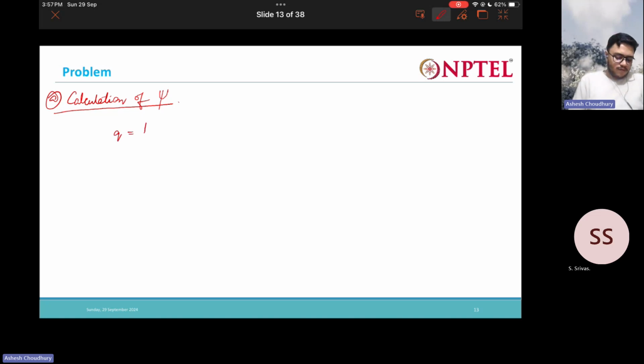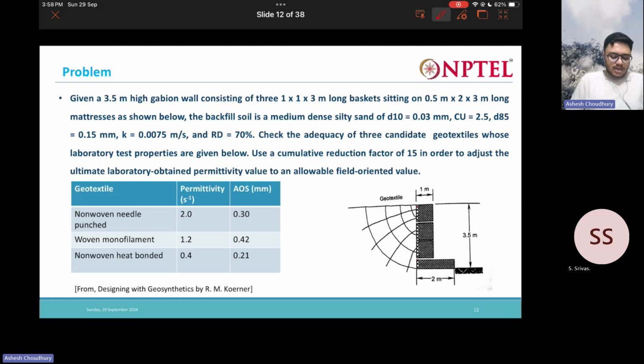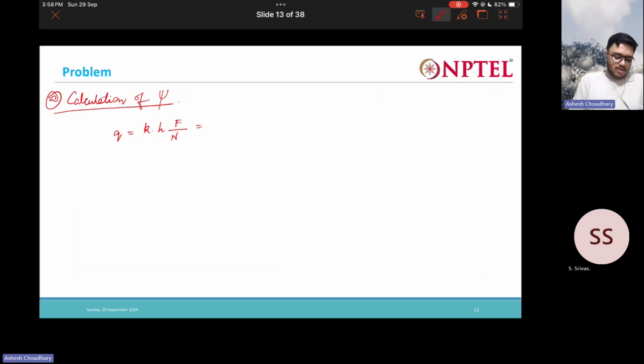So what is the flow? Flow can be k h times number of flow channels by number of equipotential drops, right? So here we have a flow net that is drawn. How many flow channels are there? 1, 2, 3 and 4. How many drops? 1, 2, 3, 4, 5. Five drops are there, and four channels. So we can write k h Nf by Nd. Right, so 0.0075 is the permeability that is given to us.